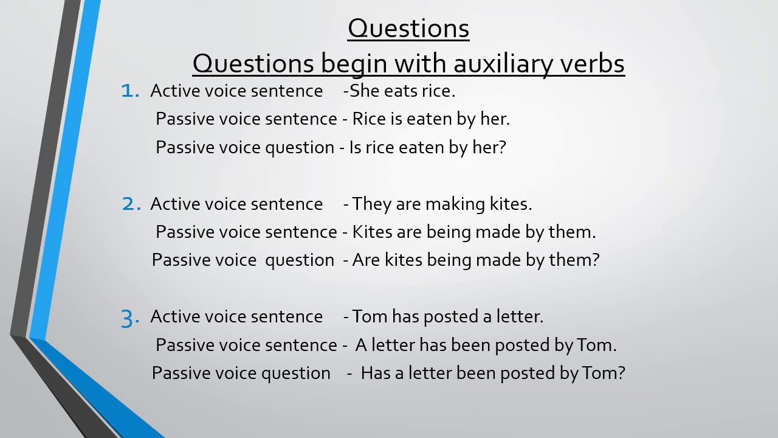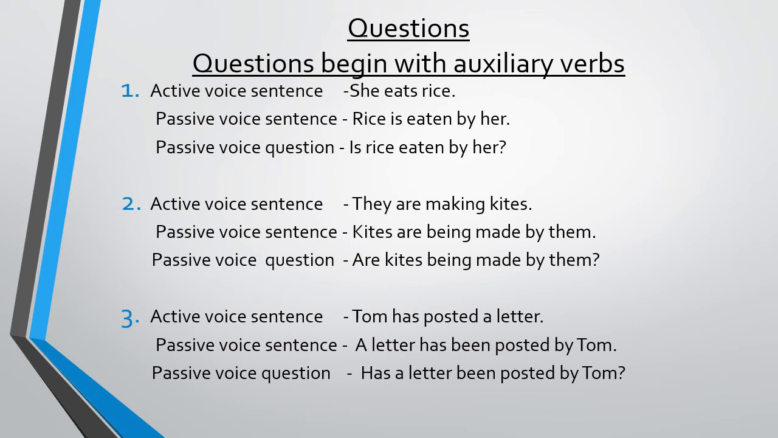The second example is they are making kites. This sentence is in present continuous tense. Next, you should write this sentence in passive voice by applying the passive voice formula as we discussed. The passive voice sentence is kites are being made by them.